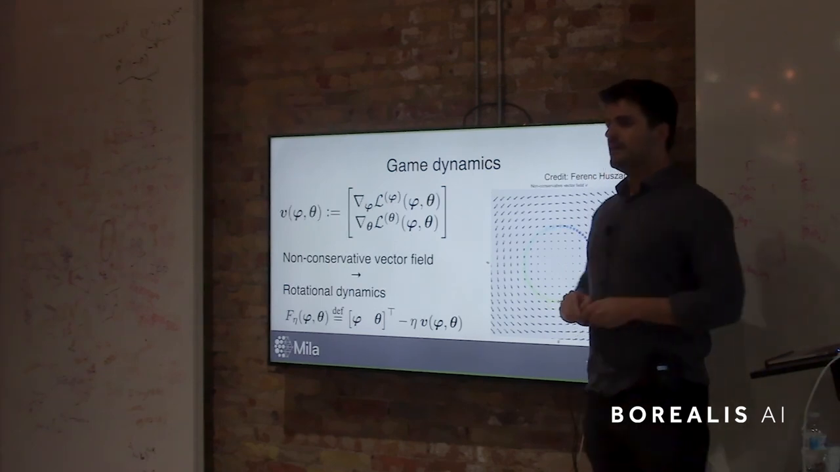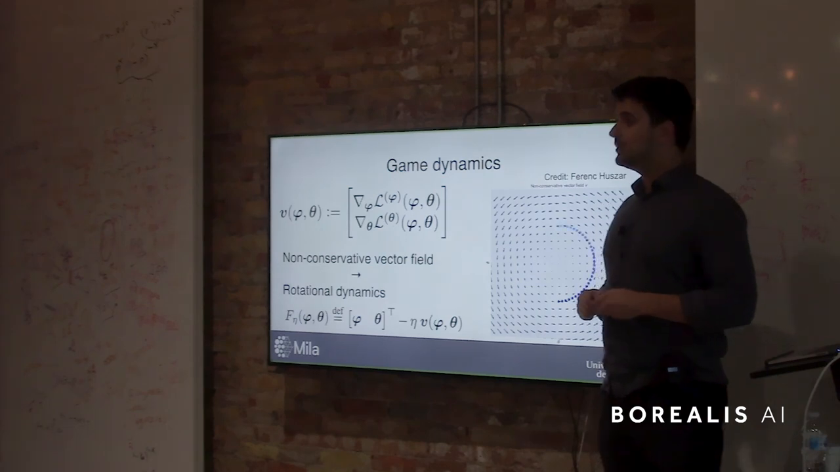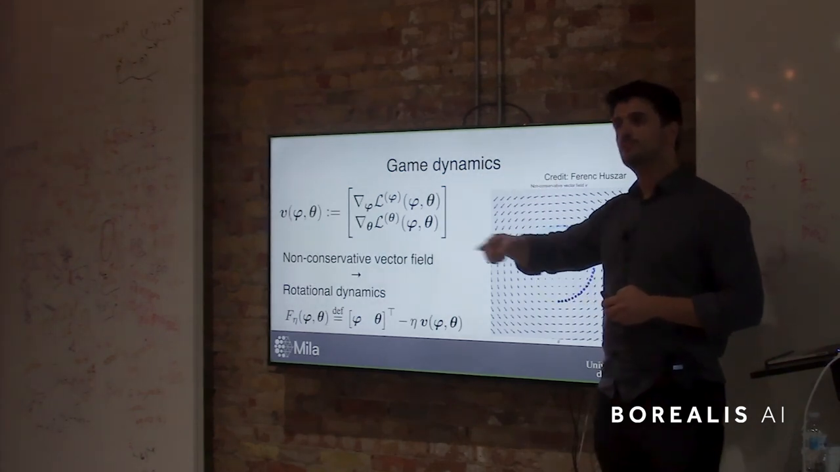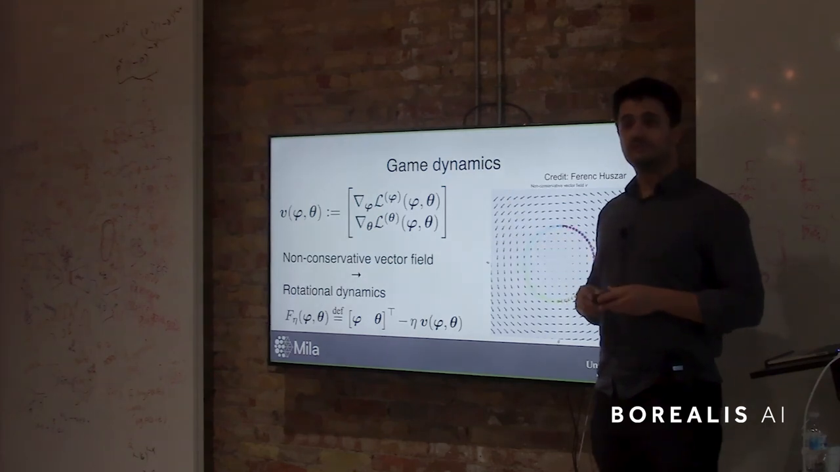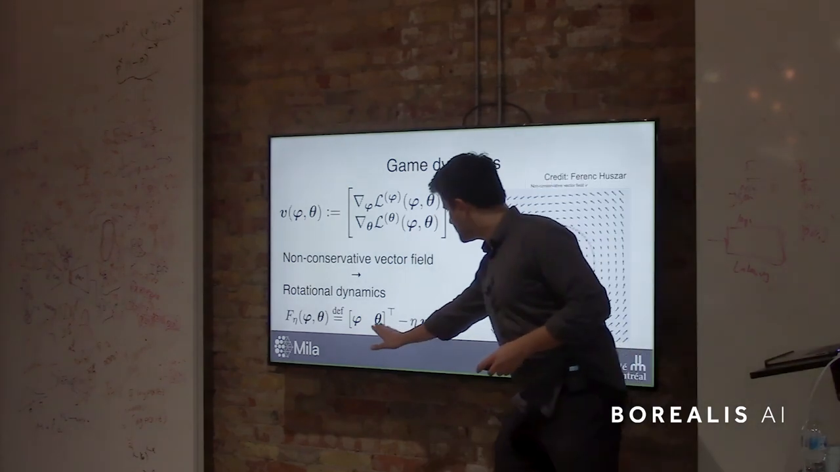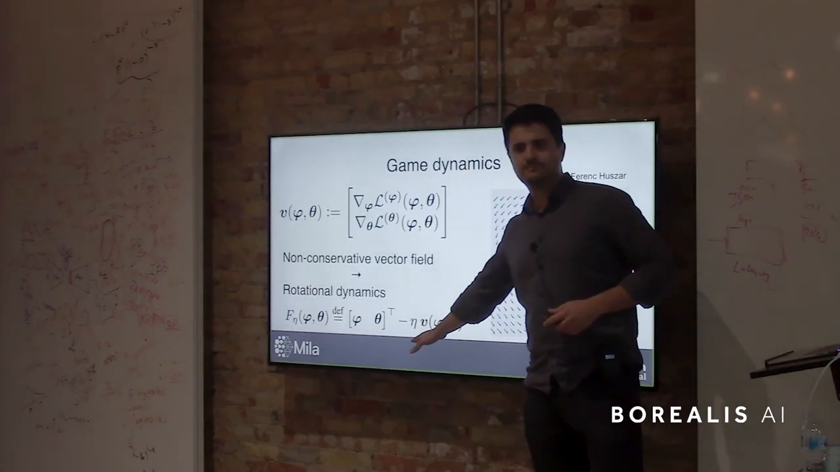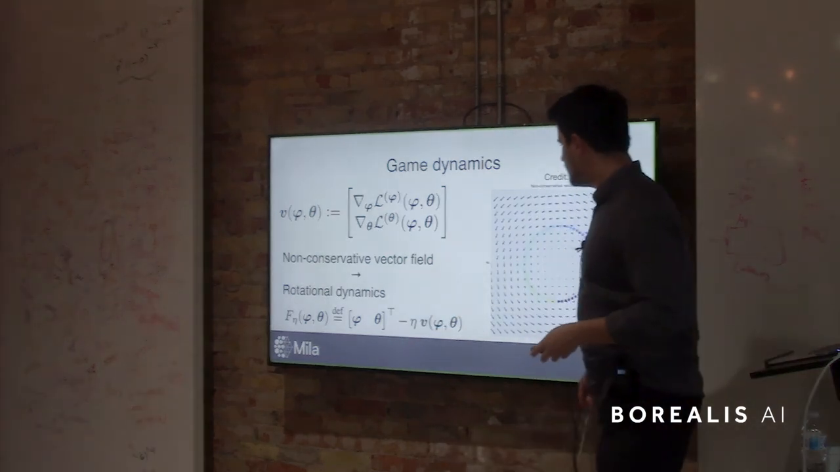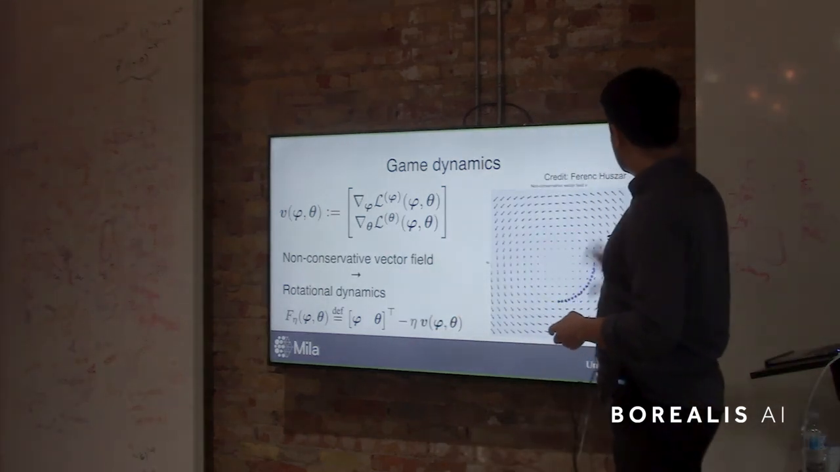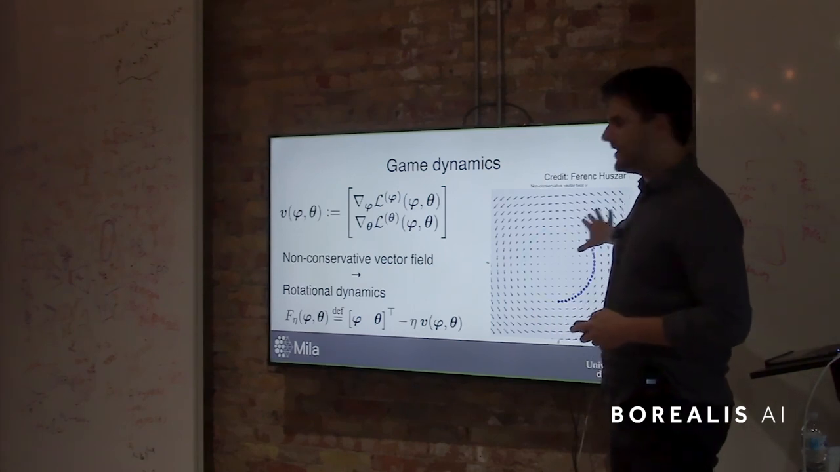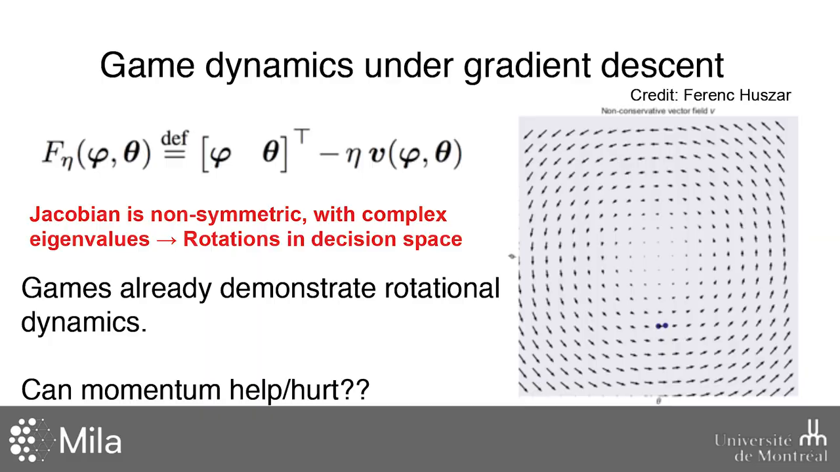But more importantly, convergence can be very, very slow. In cases where we can follow the arrows to get to the fixed point eventually, convergence can be very, very slow. And again, this is a gradient descent operator. We have an extra decision variable, phi, that we did not have before. And that is the problem with some of the games, these rotational dynamics. And it's what I told you earlier.